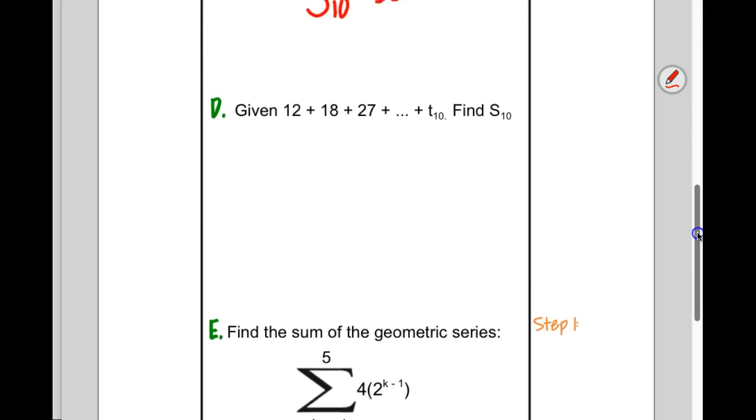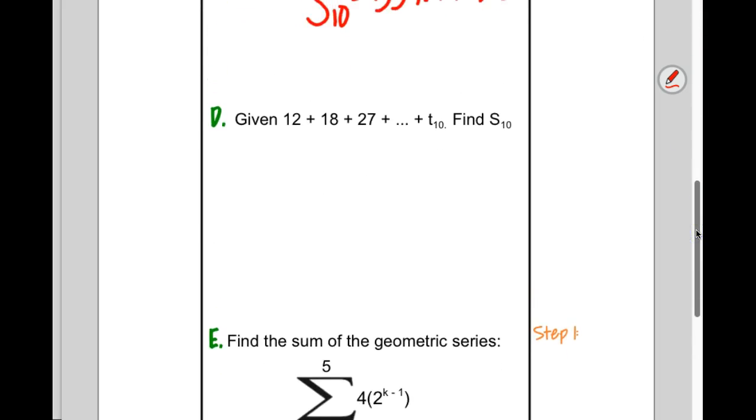So then we look at example D. Example D. Right now you see that we've got some nice pretty whole numbers and you're breathing easy. Don't breathe easy quite yet. We have term 1, which is 12. We have n, which is 10.